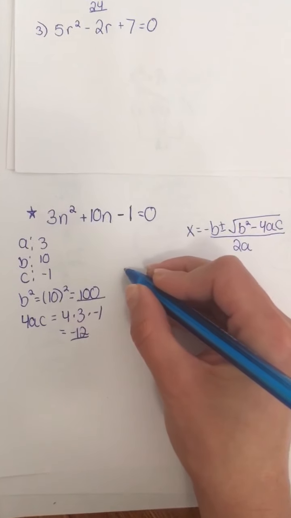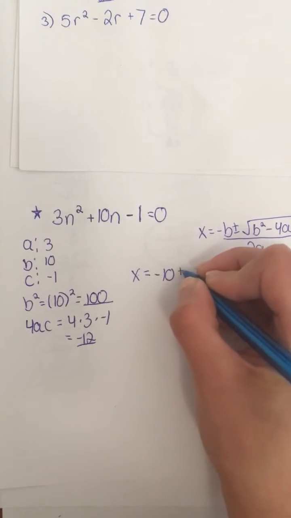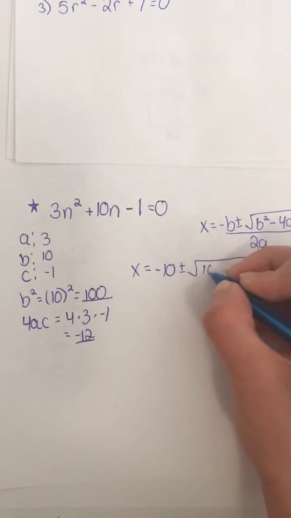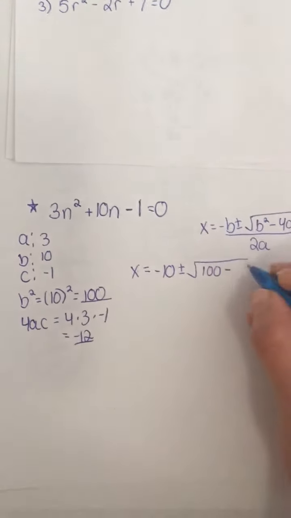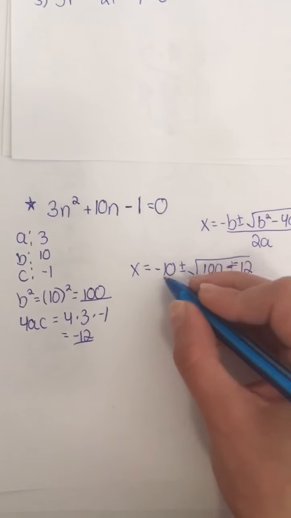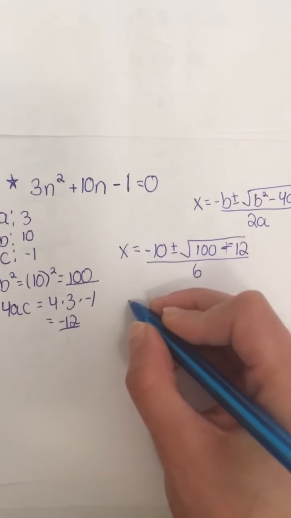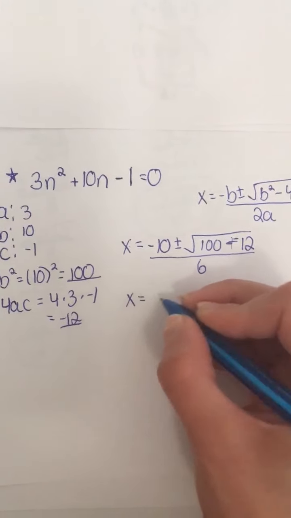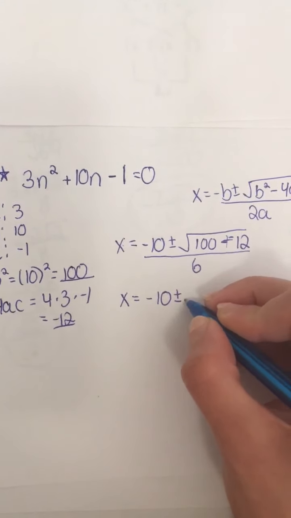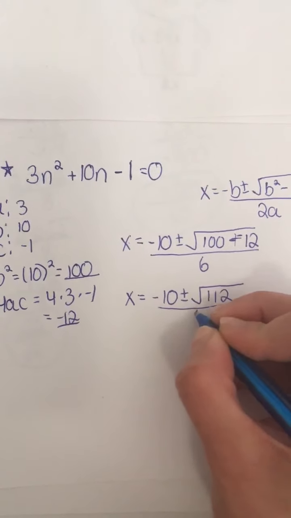So we have x equals negative b, which would be negative 10, plus and minus the square root of b squared, which was 100, minus 4ac, which was negative 12. Remember, minus negative becomes plus, right? Over 2a, which would be 6. And then we can simplify. So negative 10 plus and minus the square root of 112 over 6.